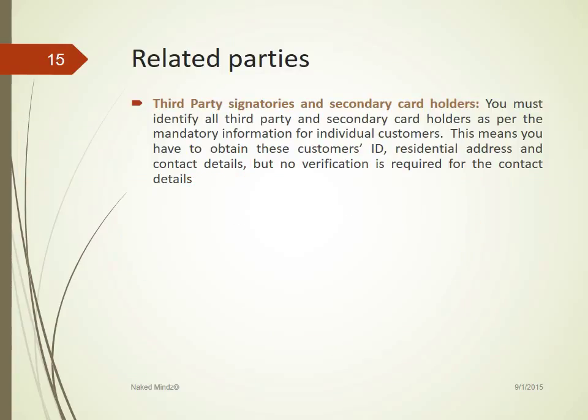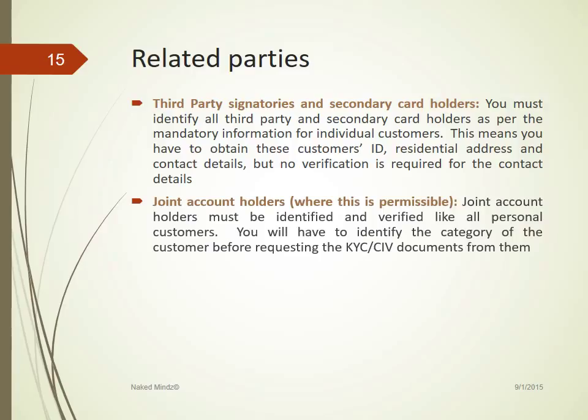Sometimes you have to deal with related parties, such as third-party signatories and secondary cardholders. You must identify all third-party and secondary cardholders as per the mandatory information for individual customers. This means you have to obtain these customers' ID, residential address and contact details, but no verification is required for the contact details. Joint account holders, where this is permissible, must be identified and verified like all personal customers. You'll have to identify the category of customer before requesting the KYC CIV documents from them.